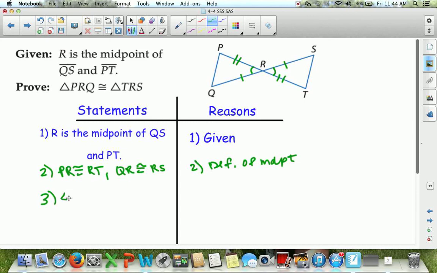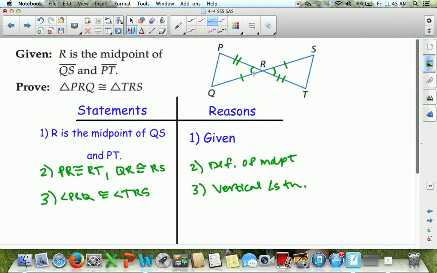We know angle PRQ is congruent to angle TRS. We know that these are vertical angles, and we can say that they are congruent to each other because of the vertical angles theorem. And that's in your packet.